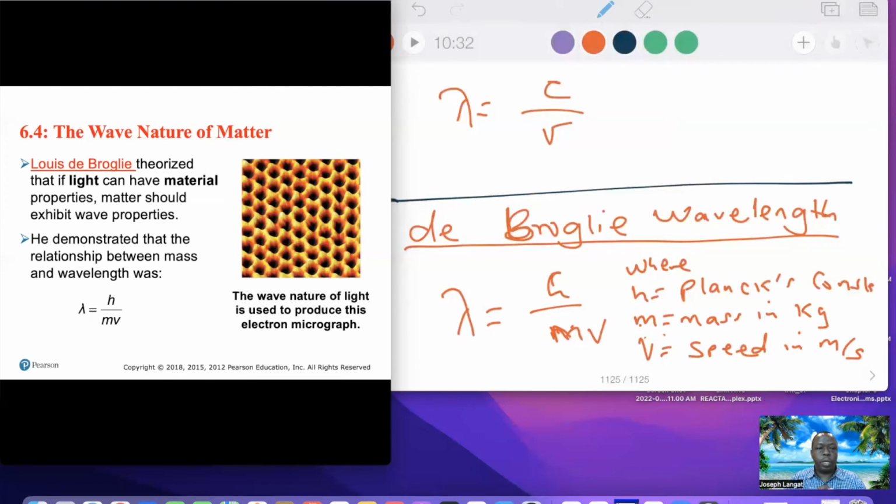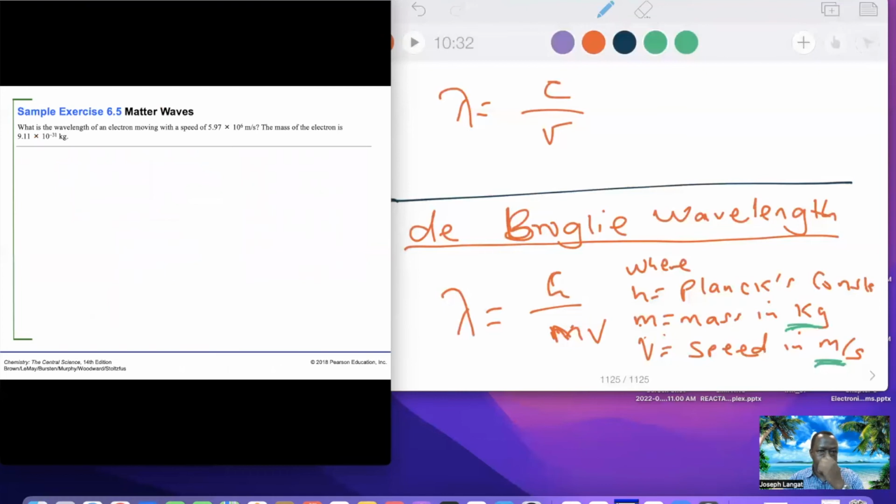When you're given a problem asking for the de Broglie wavelength of something, this is what we need to remember. Mass should be in kilogram. Speed should be in meters per second. You may be given miles per hour or kilometers per hour. You will need to change the speed to meters per second and the mass to kilograms.